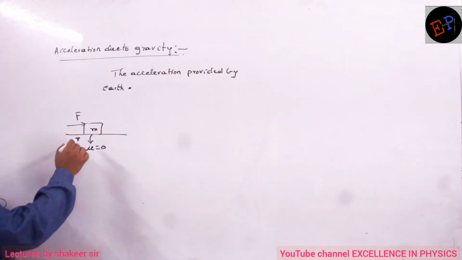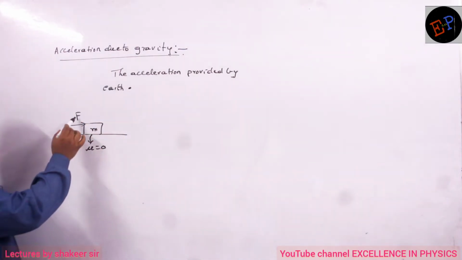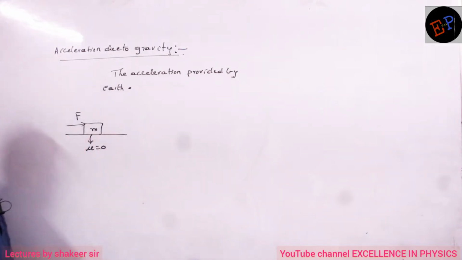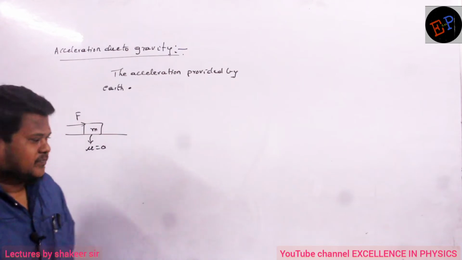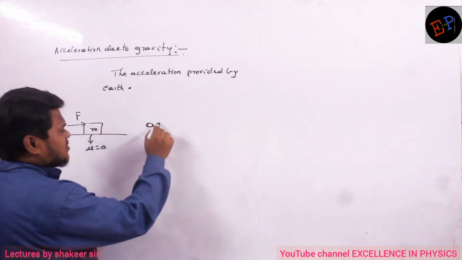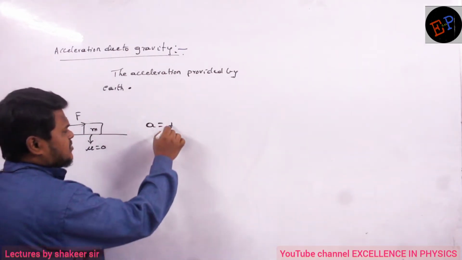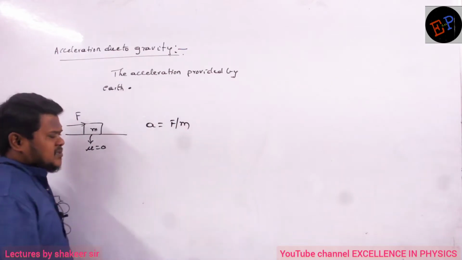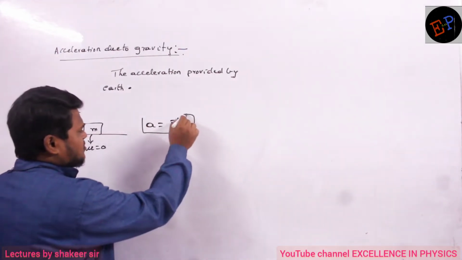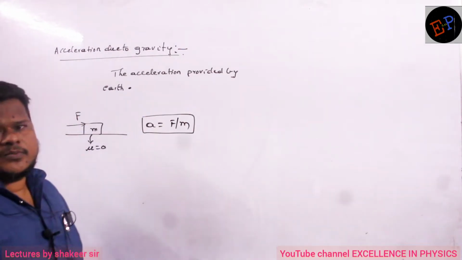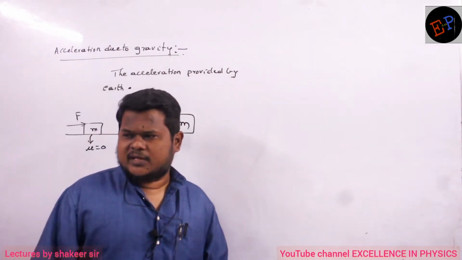This is the net force which is acting on this mass, no? Beyond this force, there is no other force. So this force is responsible for accelerating the body. And what is the acceleration produced? My acceleration formula: a is equal to F divided by m. This is the acceleration produced. Clear, no? This is called linear acceleration, the acceleration produced by any force acting on the body.